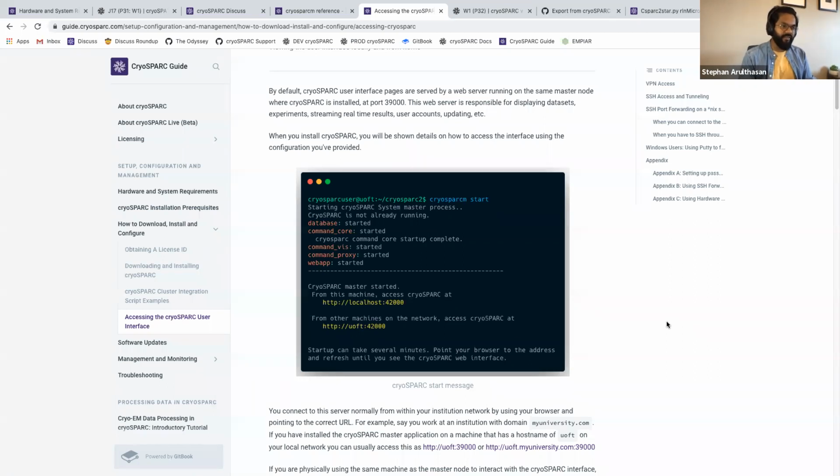Although you might find with later versions of CryoSPARC, the support is a bit limited because we have developed things that are specific to Unix or Linux systems. So yeah, might be hard, but it's possible.